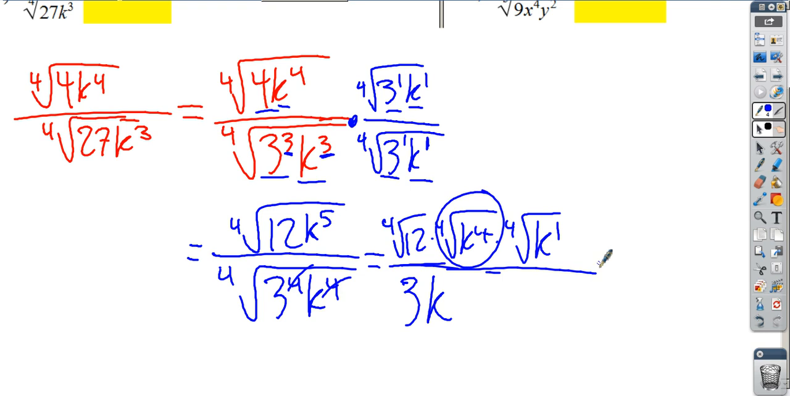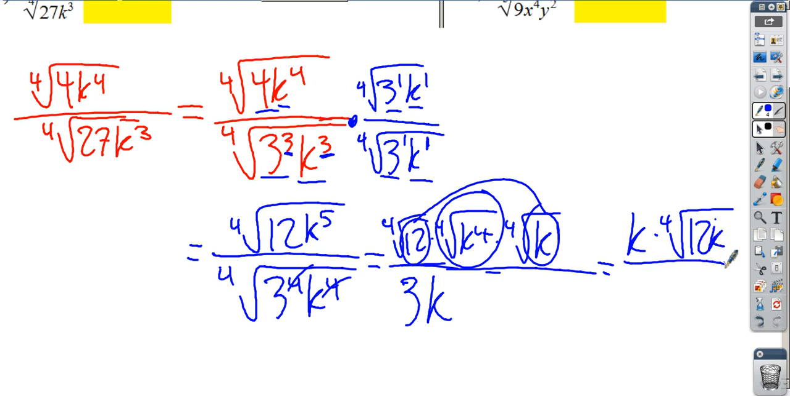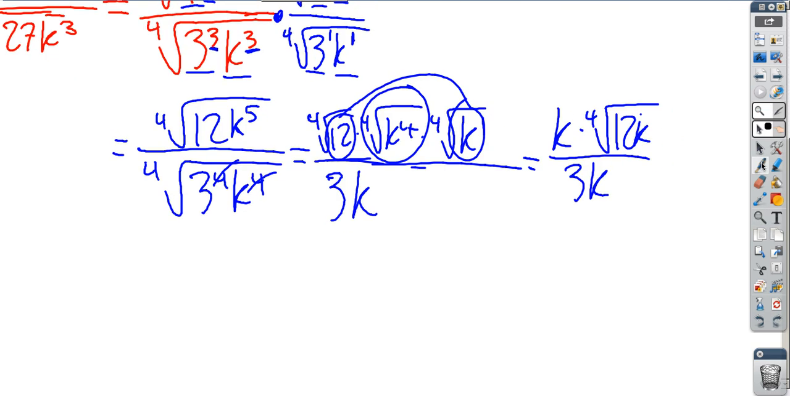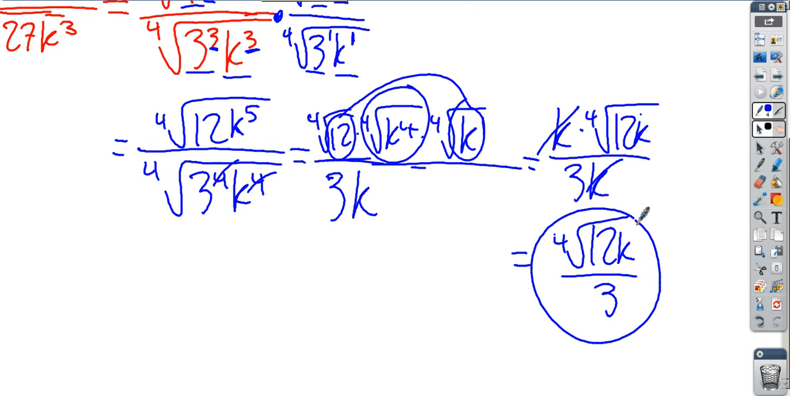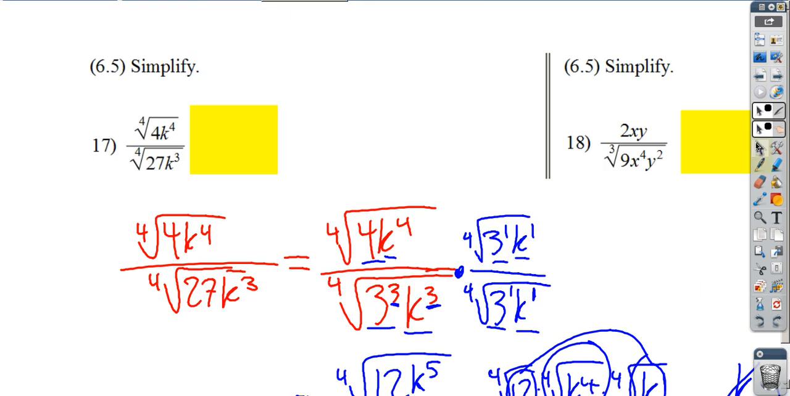The fourth root of k to the fourth is just k, so that is now outside the fourth root, and then underneath it is still the 12 and the k to the first. So we'll combine those into one, so we get k times the fourth root of 12k, and the only last thing we can simplify is this k cancels with that, and we're left with the fourth root of 12k over 3. That is a simplified version. So let's check that we get the fourth root of 12k over 3 as our answer right here, and we do.